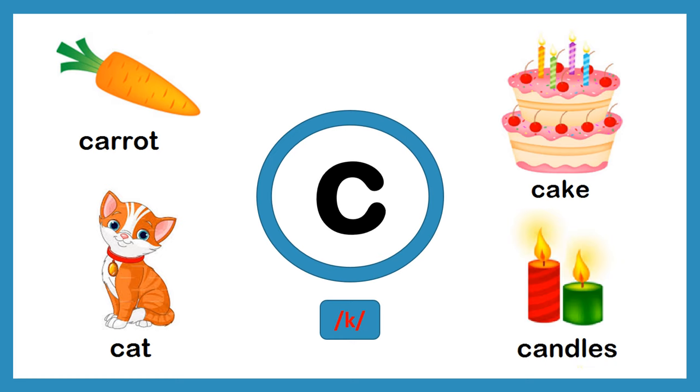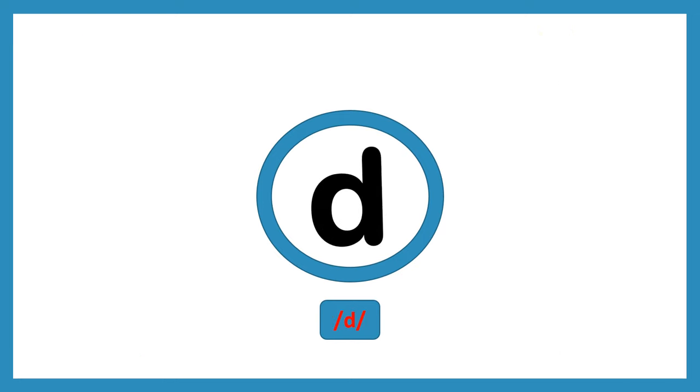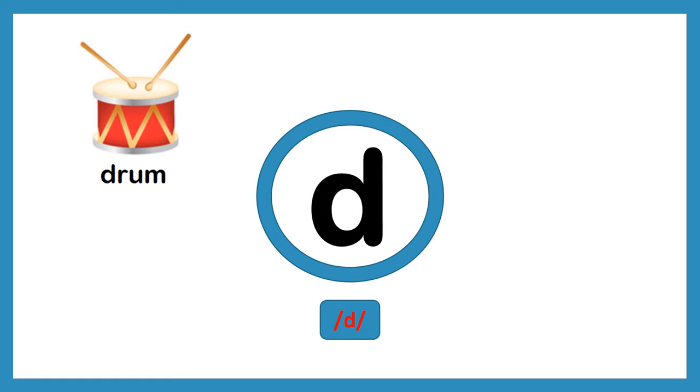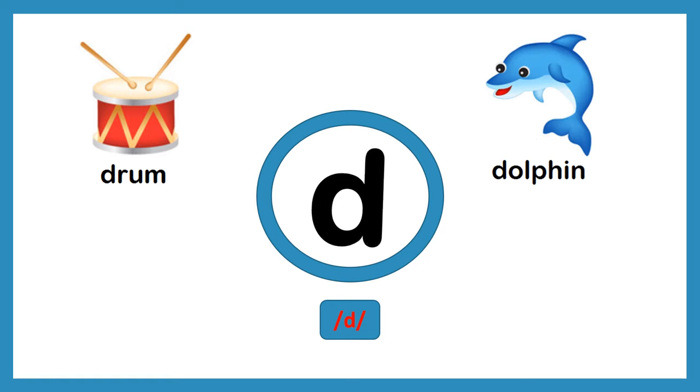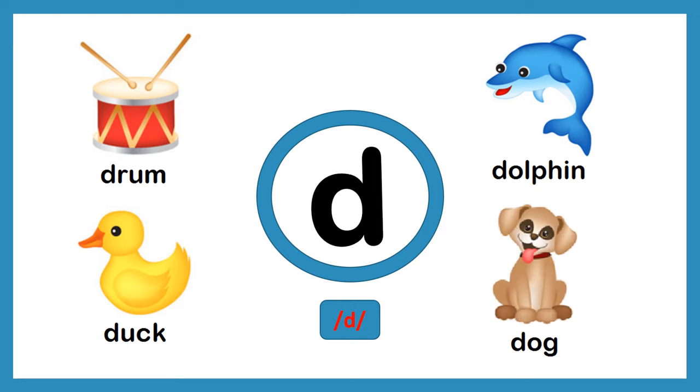Kindly note, the sound of C is neither K nor K. It's the middle sound between K and K. That's K. D: drum, dolphin, duck, dog.